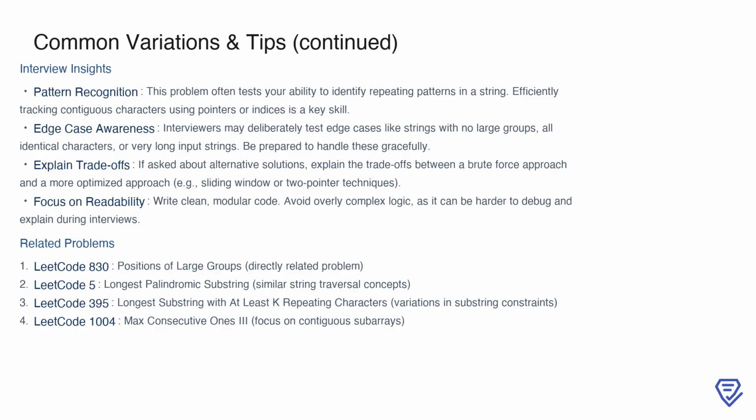Additionally, if the interviewer asks about alternative solutions, be ready to explain trade-offs. For instance, you could compare a brute force approach to more optimized techniques like sliding windows or two pointers. Lastly, focus on code readability. Clean, modular code not only makes debugging easier but also demonstrates your ability to write maintainable solutions. Related problems that build on similar concepts include LeetCode 830, which is the problem we're discussing here, as well as problems like longest palindromic substring and longest substring with at least k repeating characters. Exploring these can deepen your understanding of substring-related logic.